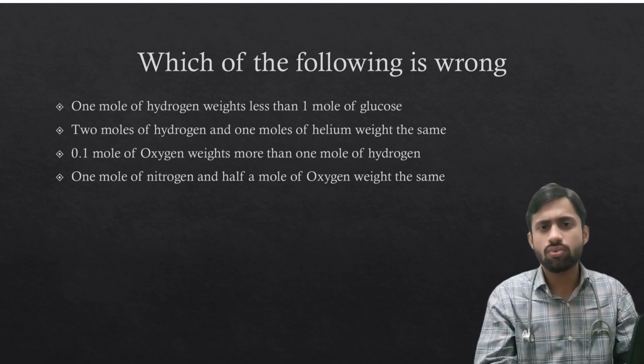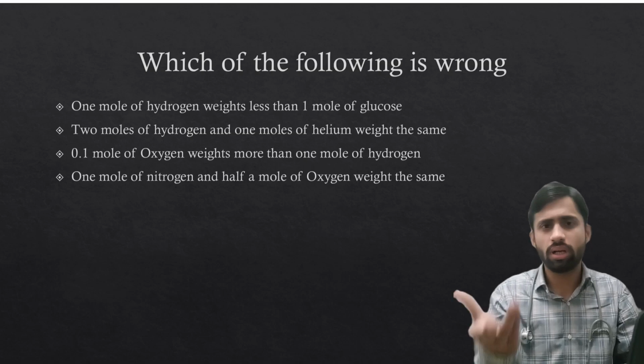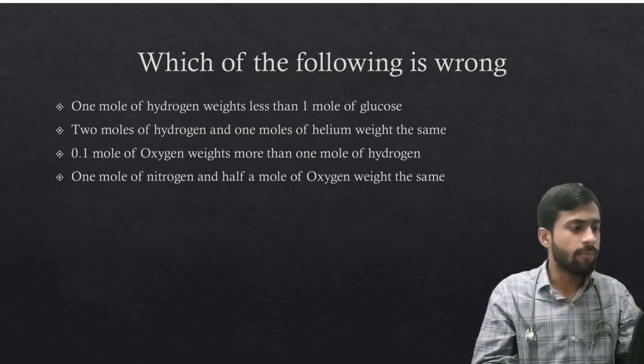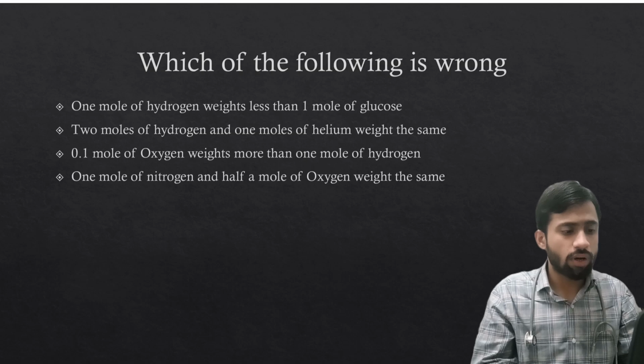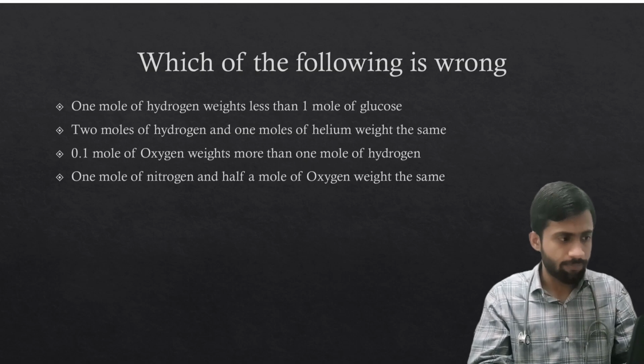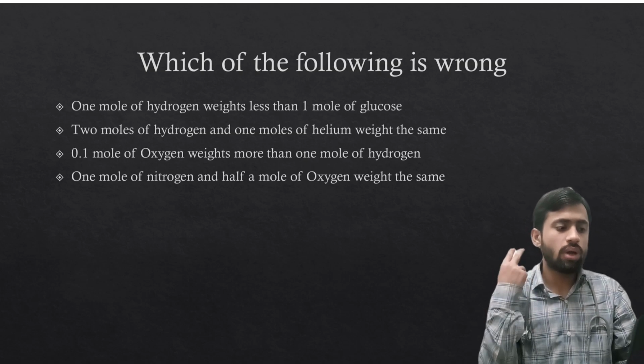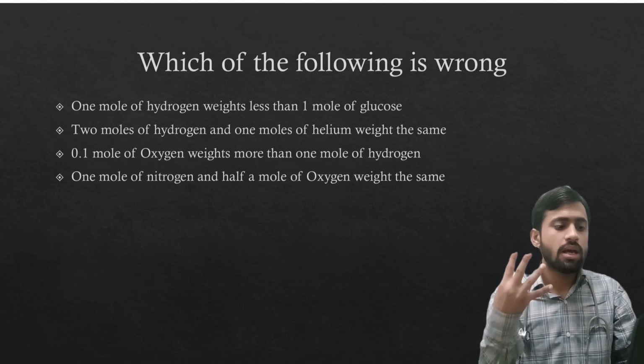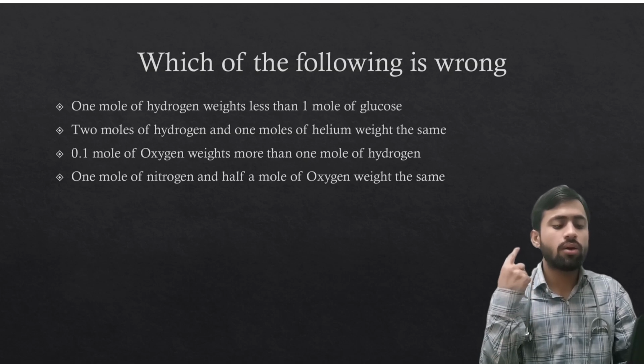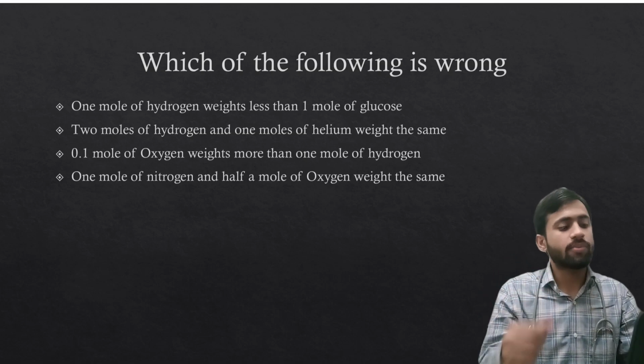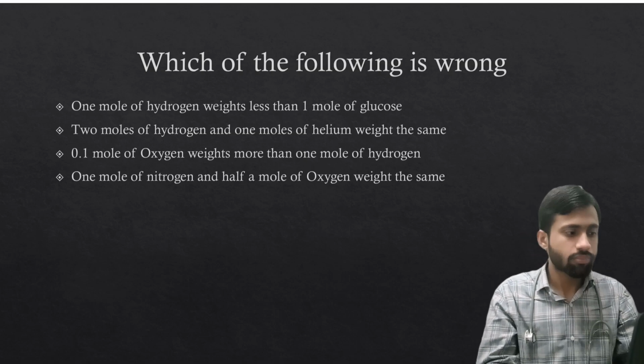It will be C6H12O6, you can calculate the mass if you want. 2 moles of hydrogen and 1 mole of helium weigh the same. So 2 moles of hydrogen will weigh 4 grams and 1 mole of helium will also weigh 4 grams. So this statement is also correct.